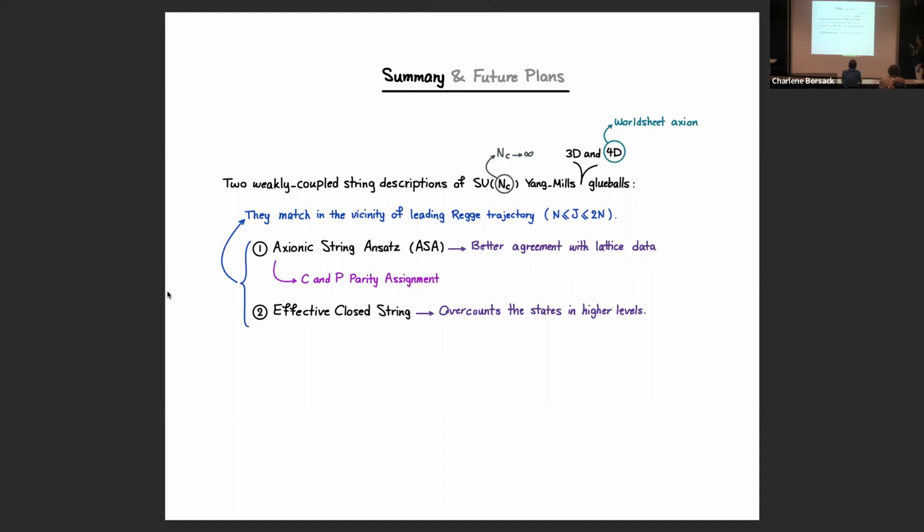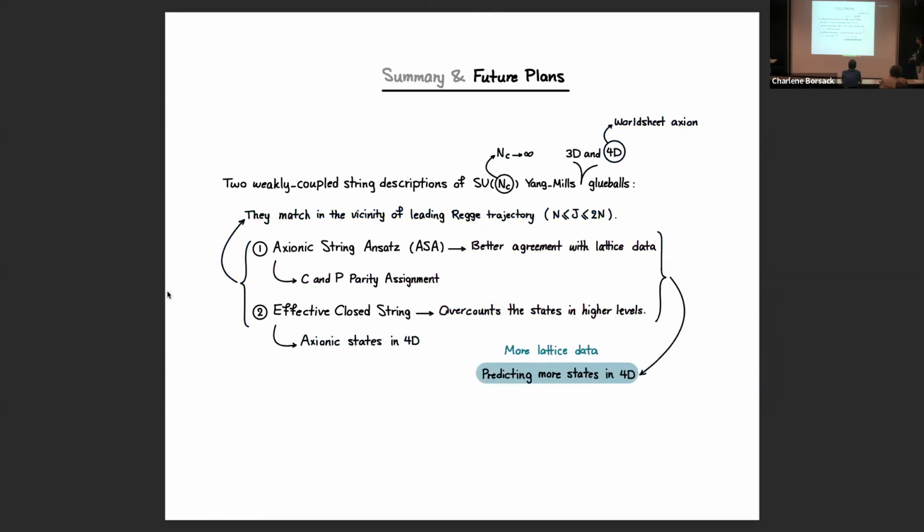ASA helps us to do C and P parity assignment. Effective closed string helps us to do calculation for 4D and add the axion. But we predicted more states in 4D compared to lattice data. So as a future plan, if we can have more lattice data, we can evaluate our predictions better. And we are also working on higher order calculations to, for example, explain the mass splittings.